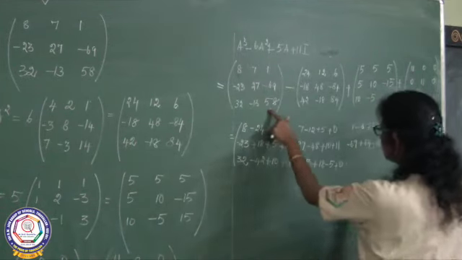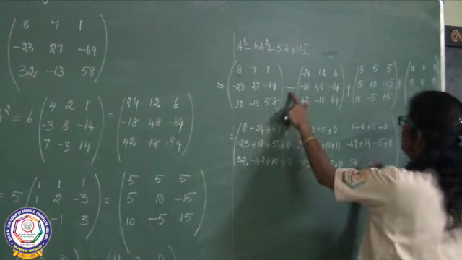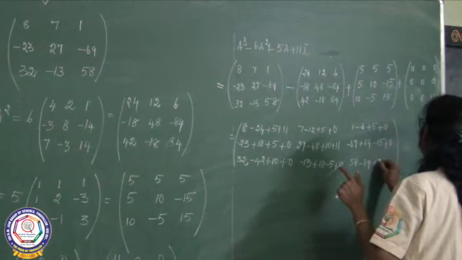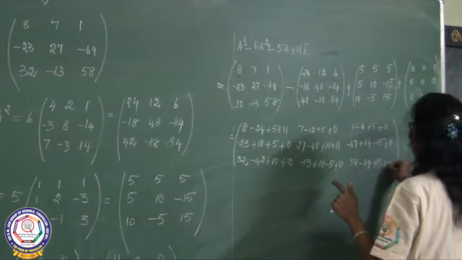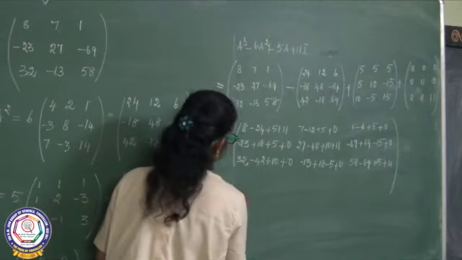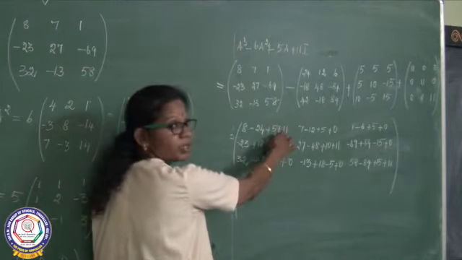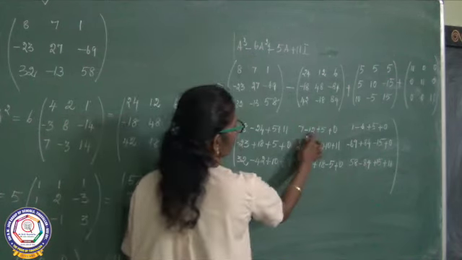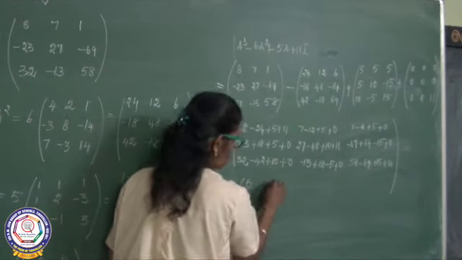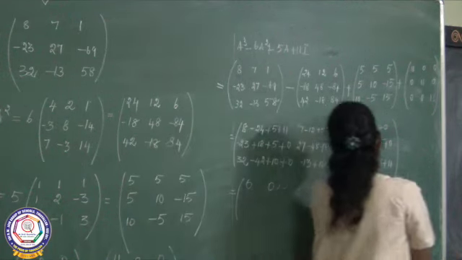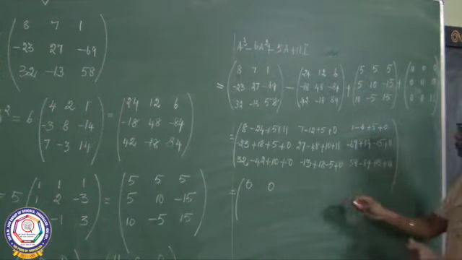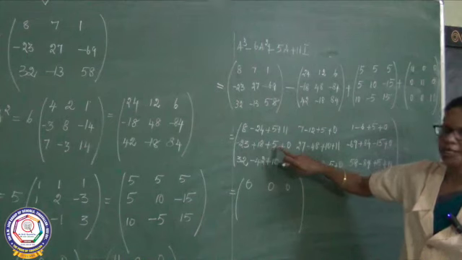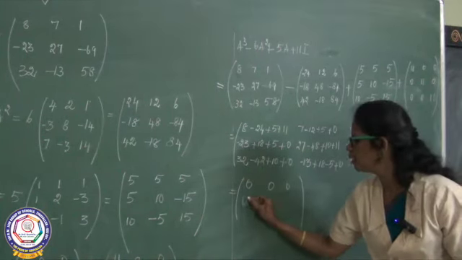Next, 58 minus 84 plus 15 plus 11. Now, 8 plus 5 is 13, 13 plus 11 is 24, minus 24 plus 24, 0. Yes, 7 plus 5, 12, 12 minus 12, 0. 1 plus 5, 6, minus 6. So it becomes 0. The same, minus 23, here plus 18, plus 5, plus 23, here also it becomes 0.